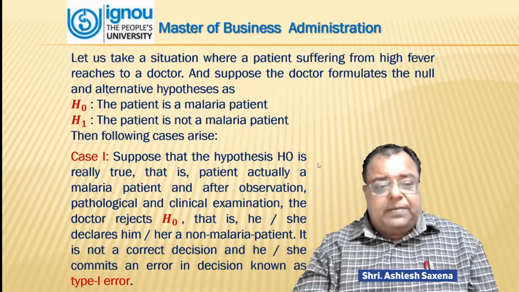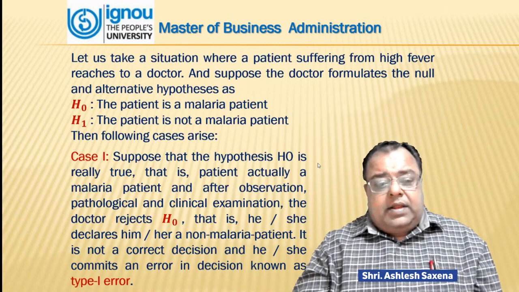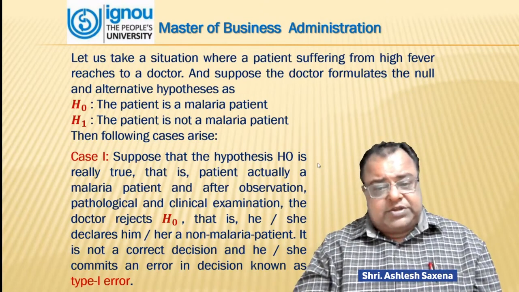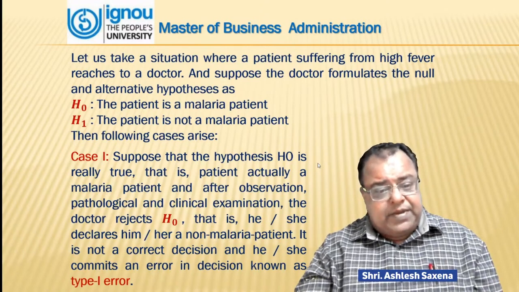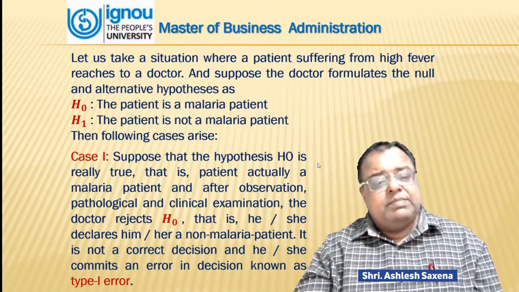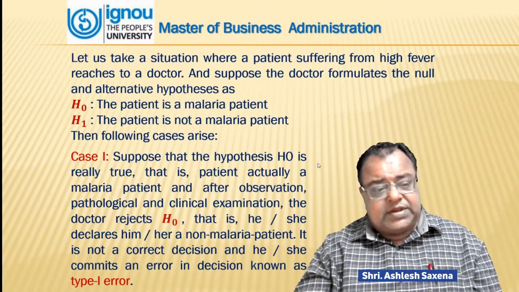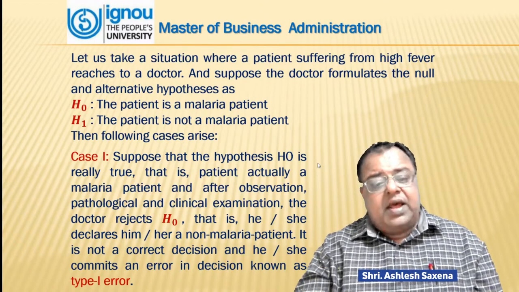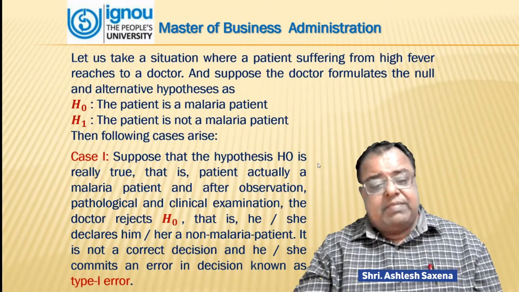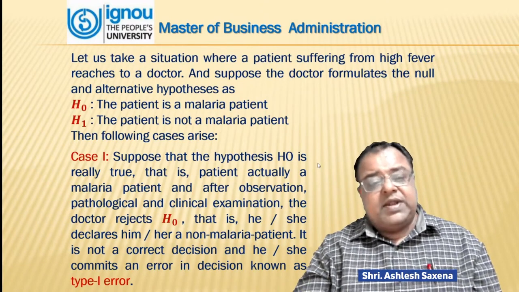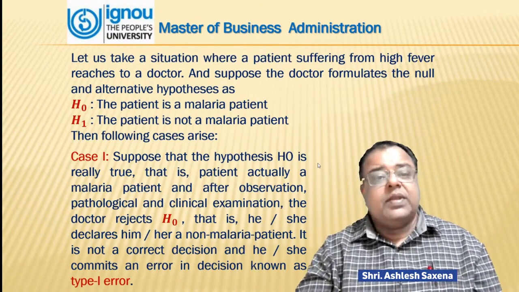Suppose in case 1, the null hypothesis H0 is really true. That is, the patient is actually a malaria patient, and after observation, pathological and clinical examination, the doctor rejects H0. That is, he or she declares him or her a non-malaria patient. It is not a correct decision, and he or she commits an error in decision known as type 1 error.